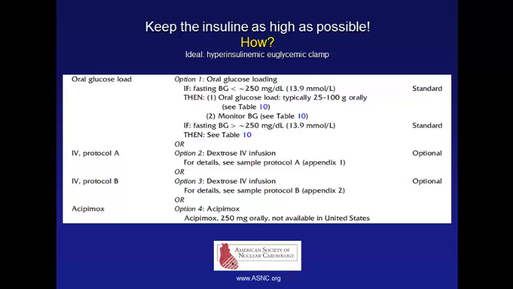In healthy patients, you give glucose, insulin goes up. In diabetics, you give glucose, insulin doesn't go up, or is resistant. You have to give insulin. We would like to have very high insulin.